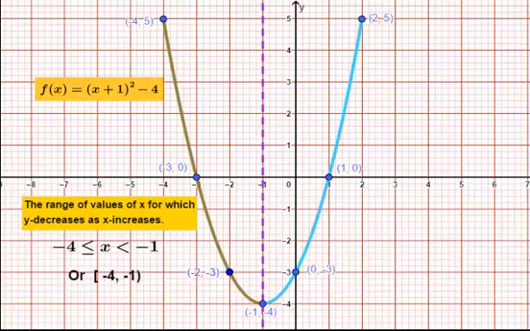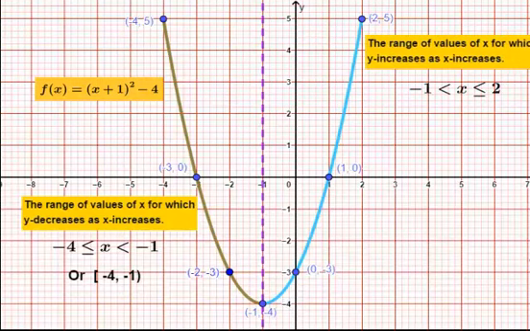So we write that the range of values of S for which Y increases as S increases is S is greater than -1 but less than or equal to 2. So we write the S value for the turning point where the other one ended. That's where this will start from. And then the last value of X, which is 2, and that is included.